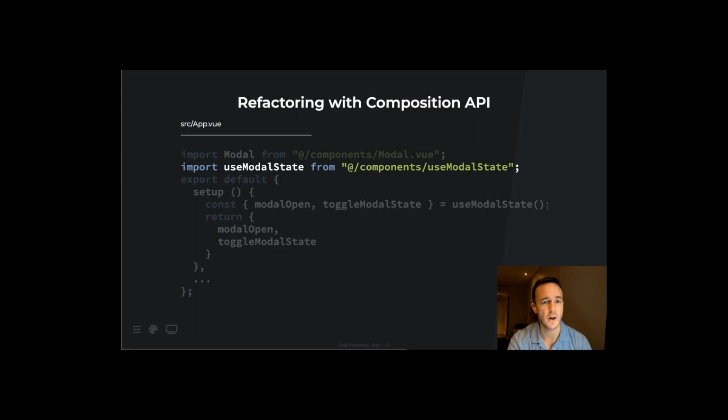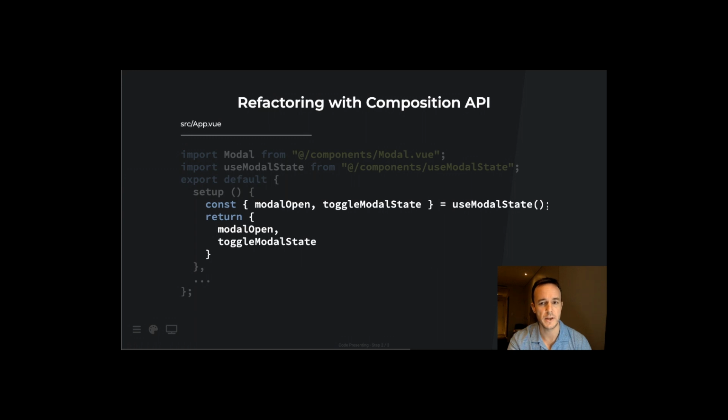Sorry, I didn't highlight the code before, so that's where we import useModalState, and then that's where we grab those variables and make them available to our root component template. So with all that done, we've successfully abstracted the functionality for managing the modal state into a module file, and that means that this could be reused anywhere else in the app or even in another project.